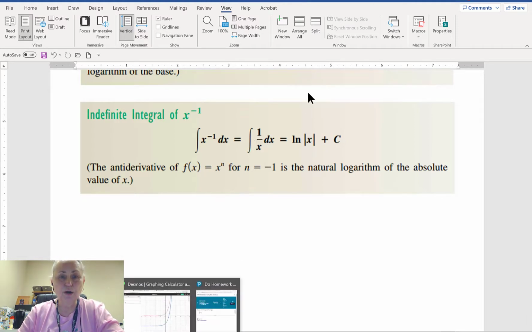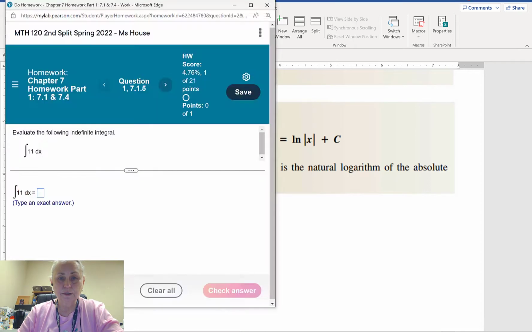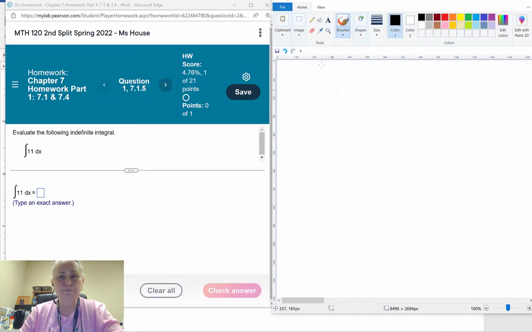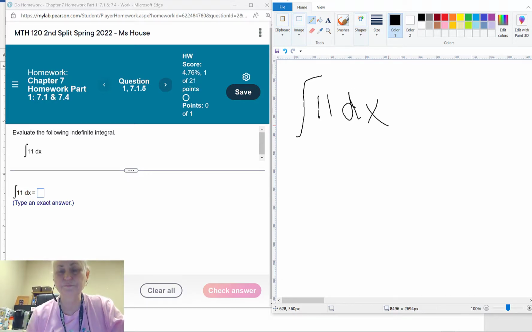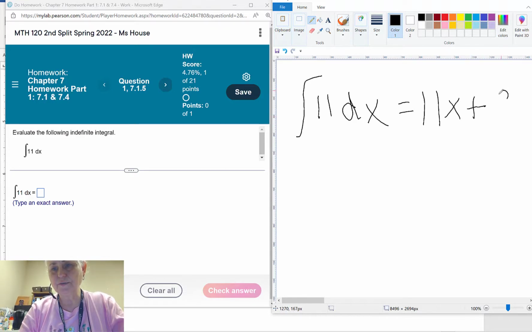Okay, now let's do a few problems. Okay, just apply these rules. All right, so here I have a function that's a constant function, and I want to take the integral of it, and notice there's a dx here. All right, so I've got the integral of 11 dx. Okay, so its integral is going to be 11x plus c.